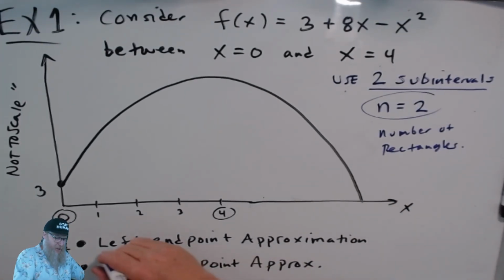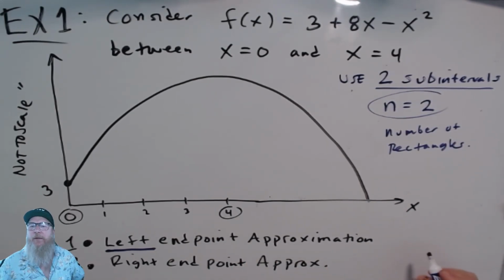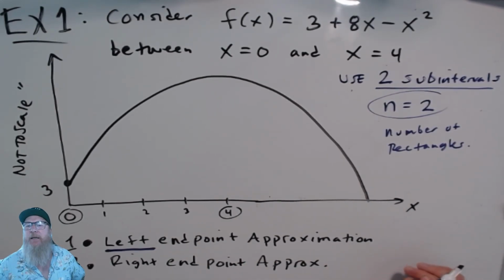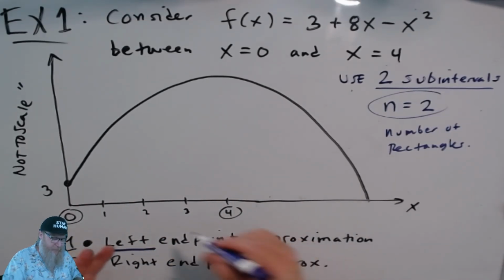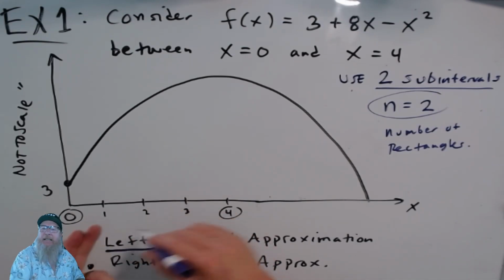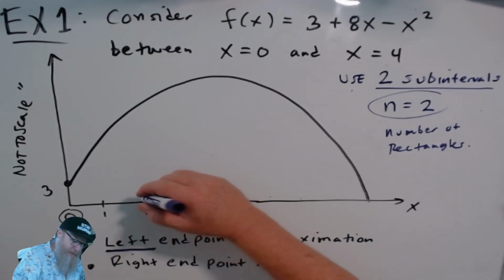Okay, let's start with the left endpoint approximation. I'll do the entire problem with left endpoints, and then we'll do the whole thing again with right endpoints. Example 1 is going to be a deep one, but it's only going to have two rectangles. So we divide the interval into two pieces.